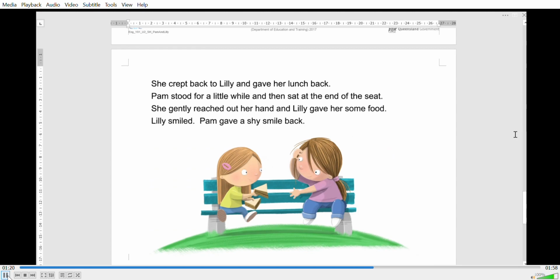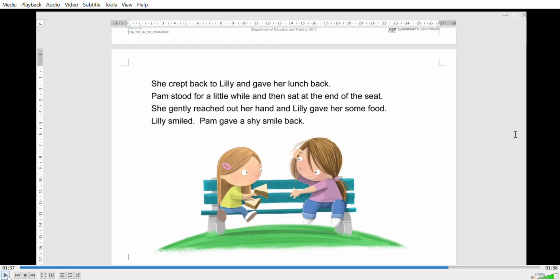She crept back to Lily and gave her lunch back. Pam stood for a while and then sat at the end of the seat. She gently reached out her hand, and Lily gave her some food. Lily smiled. Pam gave a shy smile back.